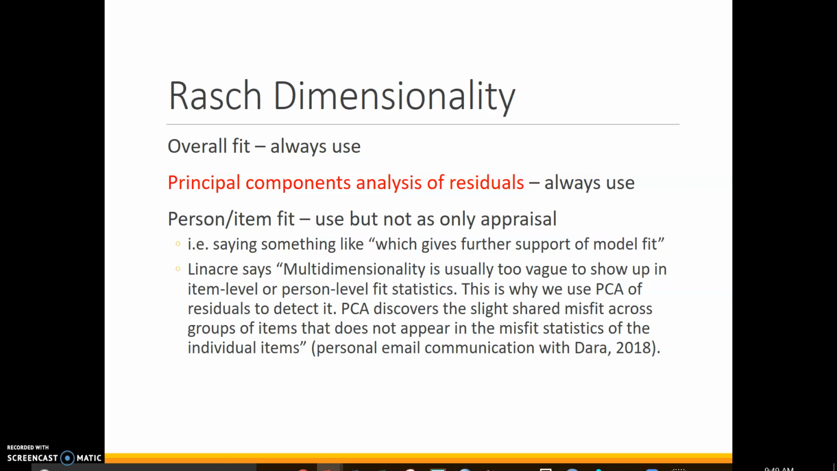Not surprisingly, Rasch is the same way. We have two things specifically that we're going to look at: overall fit, and then really specifically the principal component analysis of residuals. That's what's in Table 23. There are also times where we can look at person and item fit separately, but we don't really use it as an appraisal. It gives further support of model fit, because if those fit and everything else is working well, then the model is fitting well.